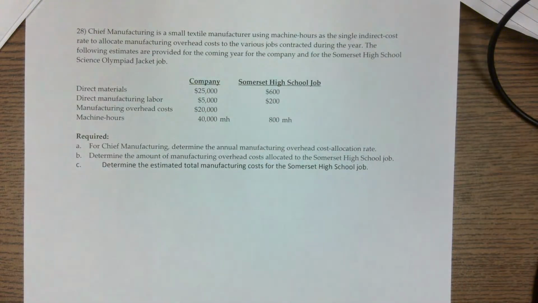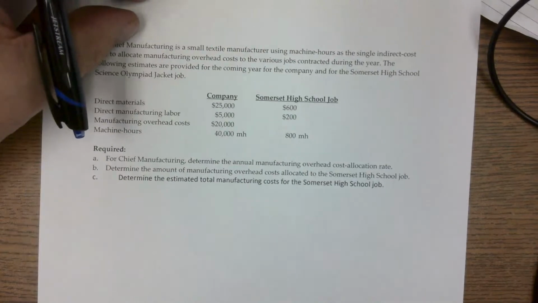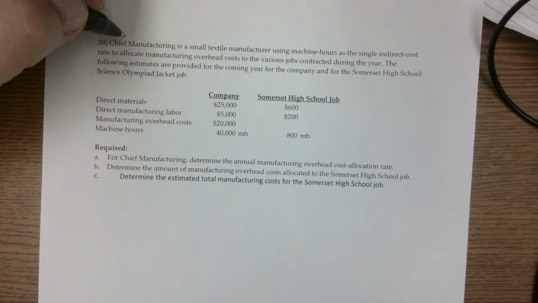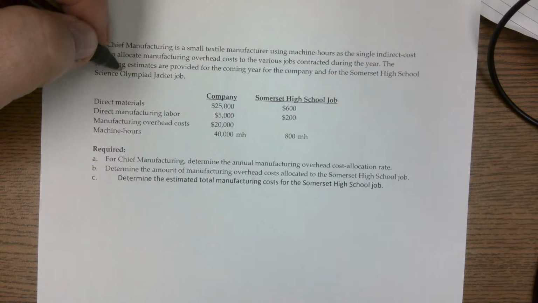And last one for the review here. Chief Manufacturing is a small textile manufacturing company using machine hours as a single indirect cost rate to allocate manufacturing overhead to various jobs contracted during the year. The following estimates are provided for the coming year for the company and for Somerset High School Olympiad jacket job. Okay.